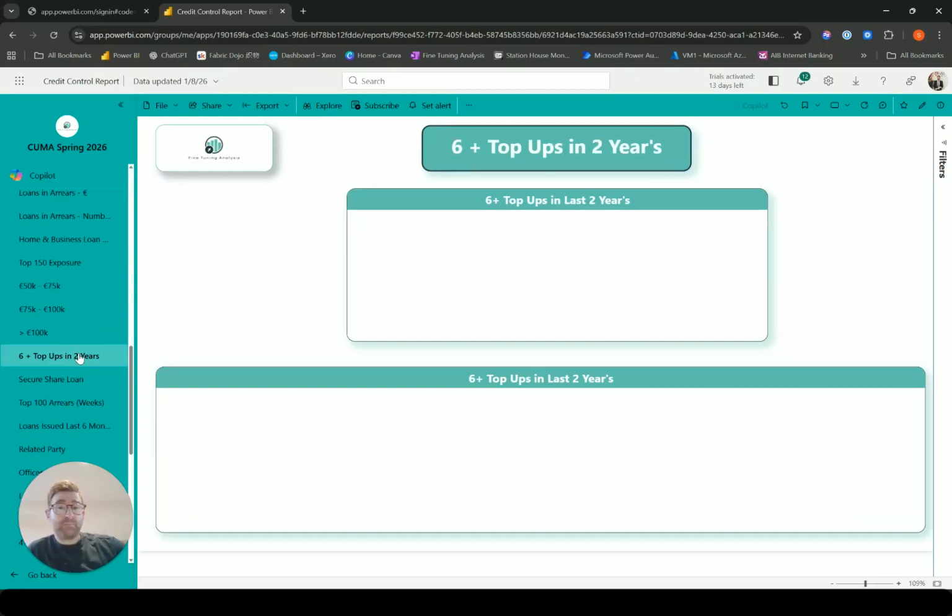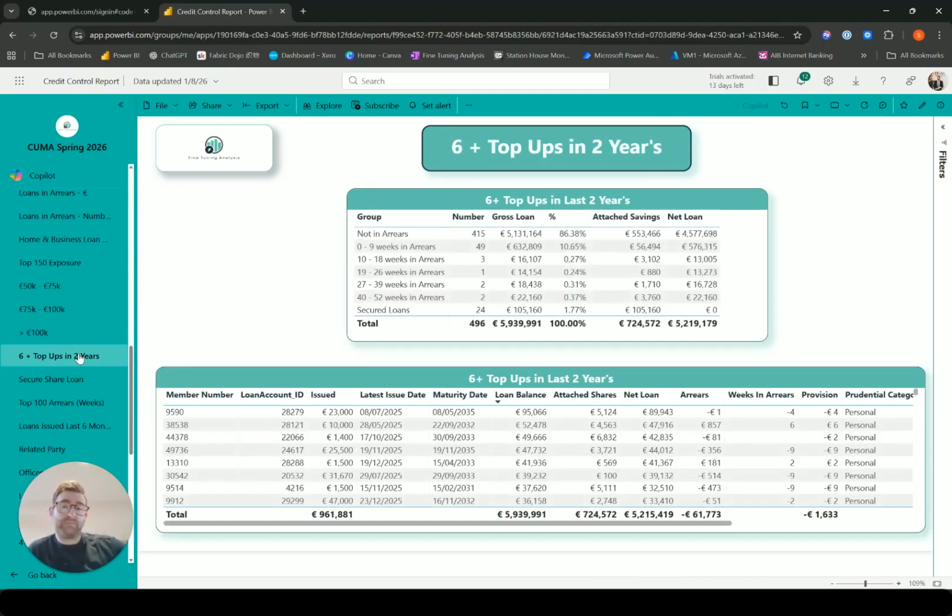We have 6+ top-ups in the last 2 years, so that's another focus that this particular credit union want to focus on. So how many of those are in arrears? There's a little bit more here of those that are in arrears, so you have basically some in every single categorization. But again, the majority of them aren't, which is great.